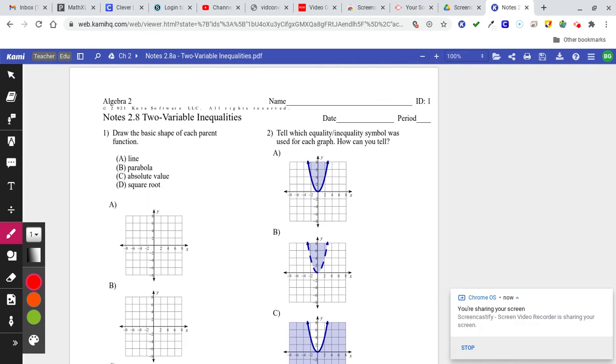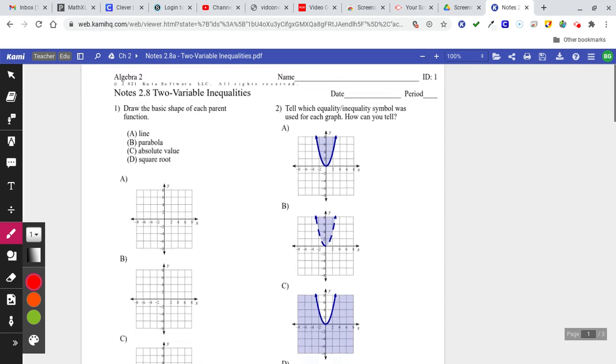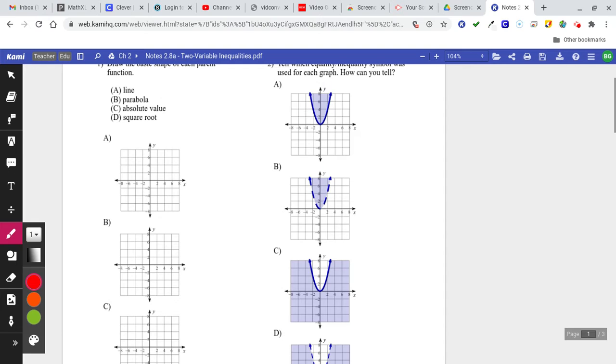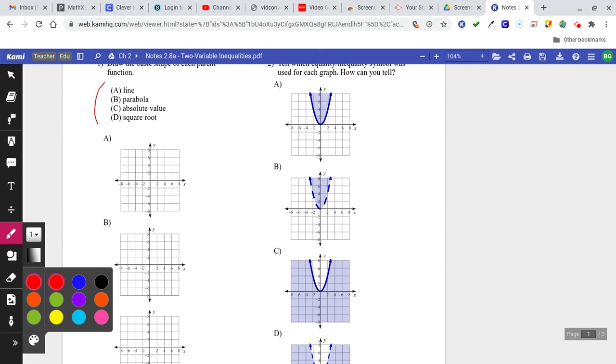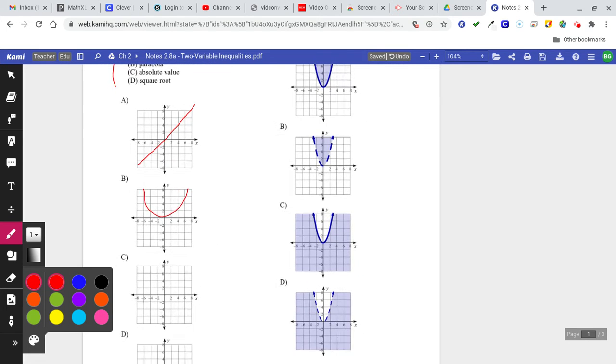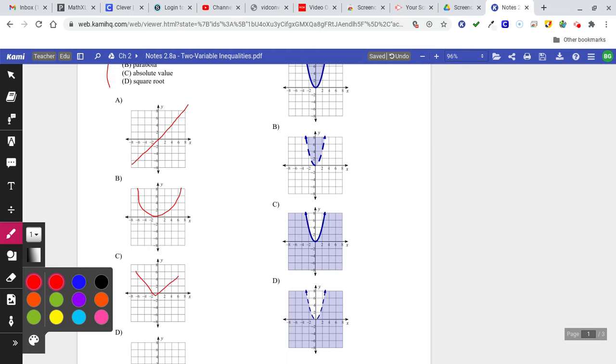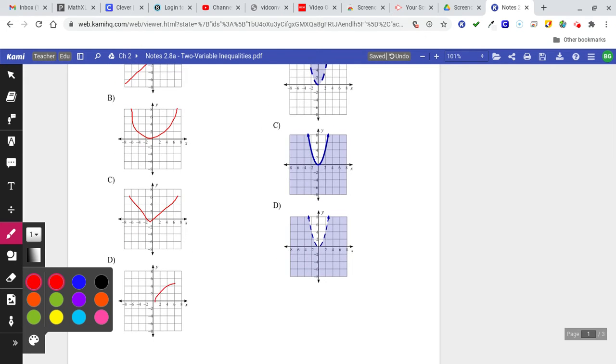2.8 two-variable inequalities. Let's review real quick. We've got 4 different basic shapes to look at. A looks like a line, going to look something like that. B is a parabola, going to look something like that. And C, absolute value, V shape, and D, square root, looks like this. So we've got those basic shapes.